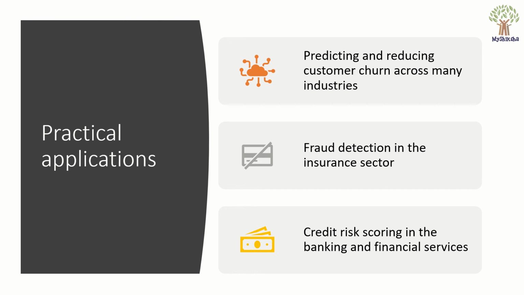The third popular example is credit risk scoring in banking and financial services. So what should be the final credit score for a particular person? Depending on the data, can I draw a decision tree and finally come to a conclusion about what the credit risk score should be?